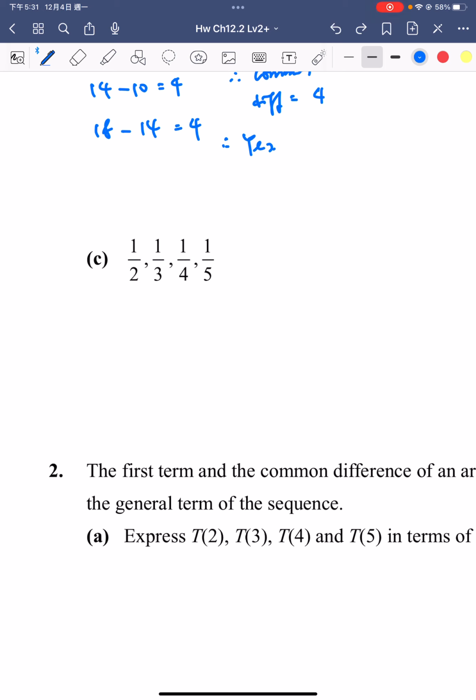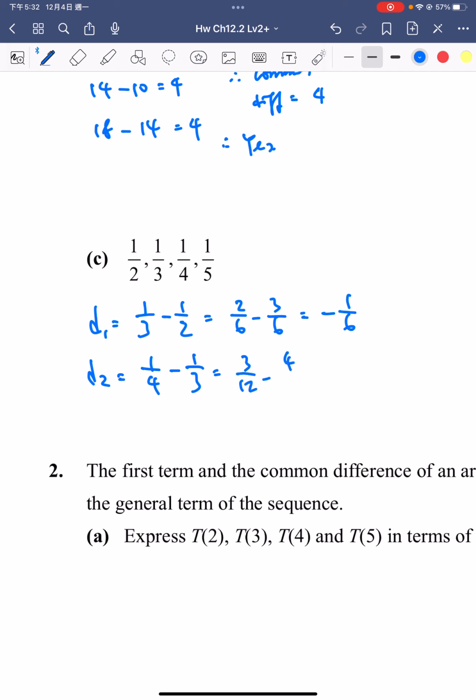Okay, so for part C, the denominator is kind of an arithmetic sequence, but actually these are fractions. To calculate the common difference d, we use 1 over 3 minus 1 over 2. This is 2 over 6 minus 3 over 6, which is minus 1 over 6. The second difference is 1 over 4 minus 1 over 3, which is 3 over 12 minus 4 over 12, so this is minus 1 over 12. These two differences are not the same, so we can say that this is not an arithmetic sequence.